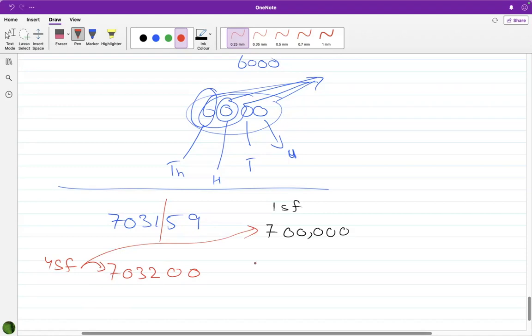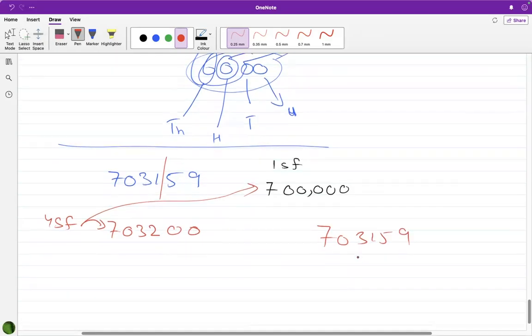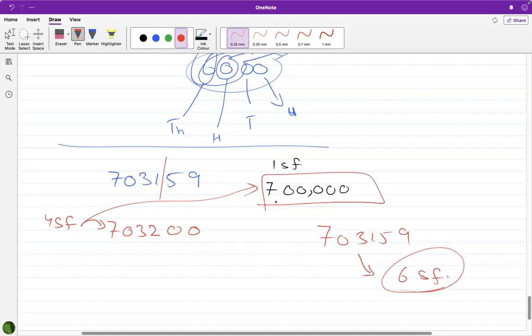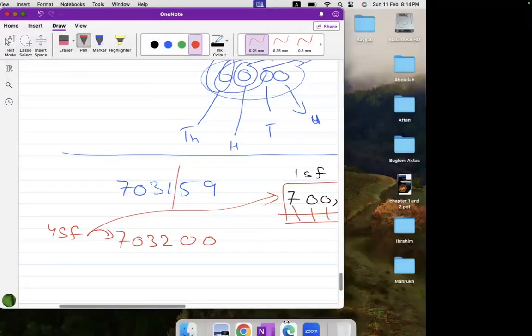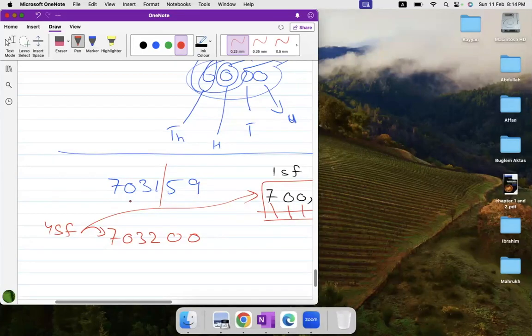So in case when we are given 703,159, how many significant figures is this? 6. Correct. This is surely six significant figures. In this case, we cannot say 1, 2, 3, 4, 5, or 6. This is perfectly six significant figures. But when there are zeros, we cannot decide. So in this case, 1, 2, 3, 4, 5, or 6, all answers would be correct. Clear? If there's more than one zero, this zero is actually between the numbers. There's no ambiguity. There's no confusion.